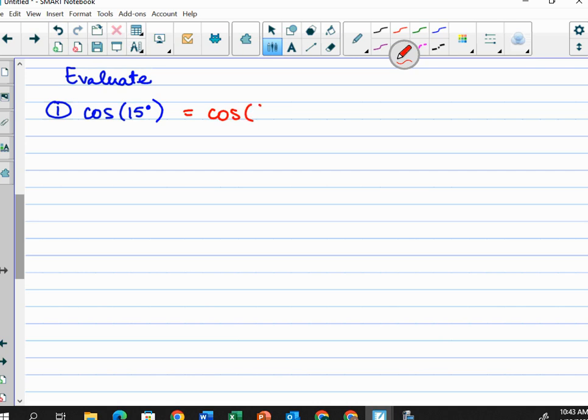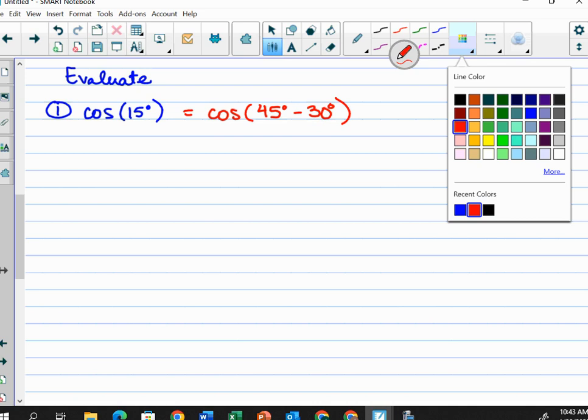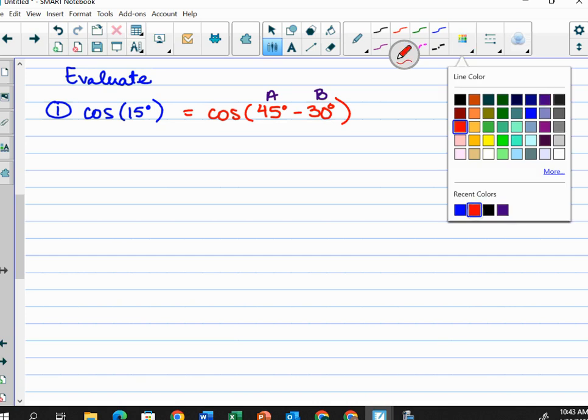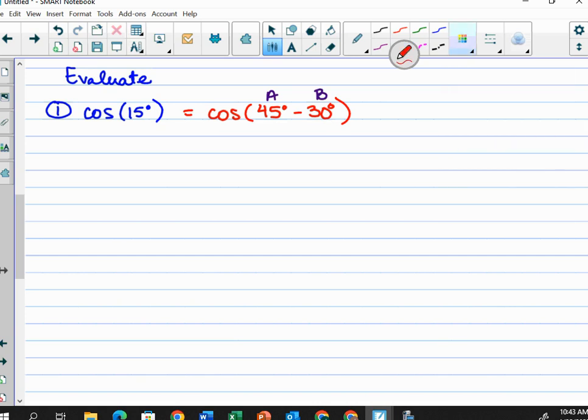Okay. You would get the same answer, assuming you didn't make any mistakes, with any of those angles that actually give you a difference of 15. That's not an answer. All right, the 45, that's like your A. And the 30, that's like your B. So we're just going to expand this with our formula. So this is now cosine of an angle minus an angle.